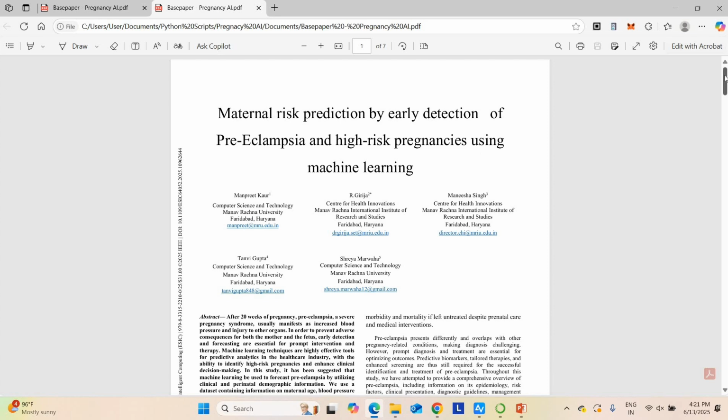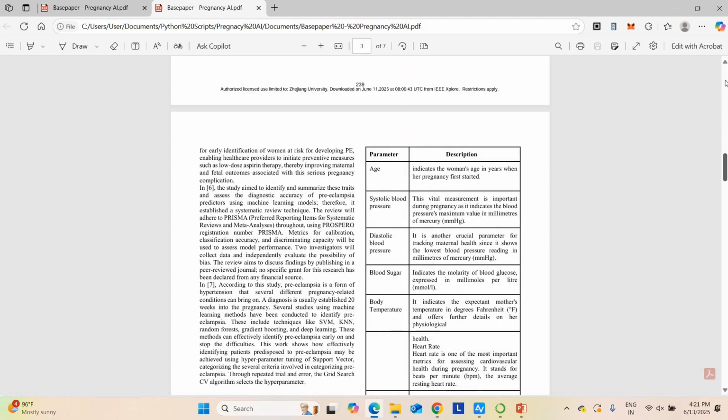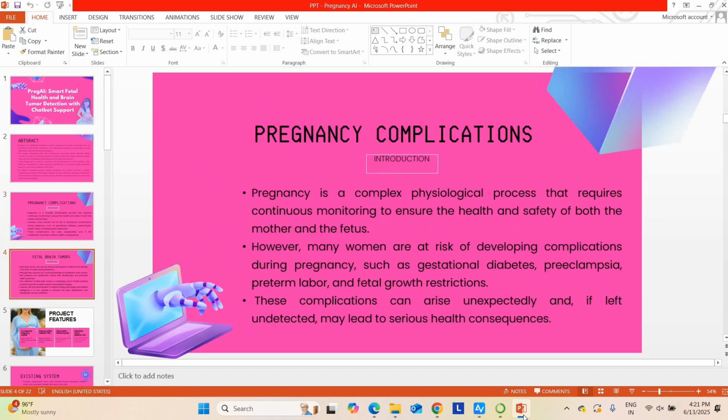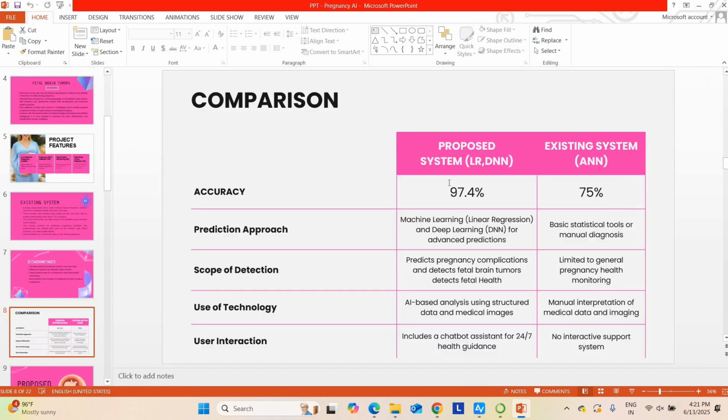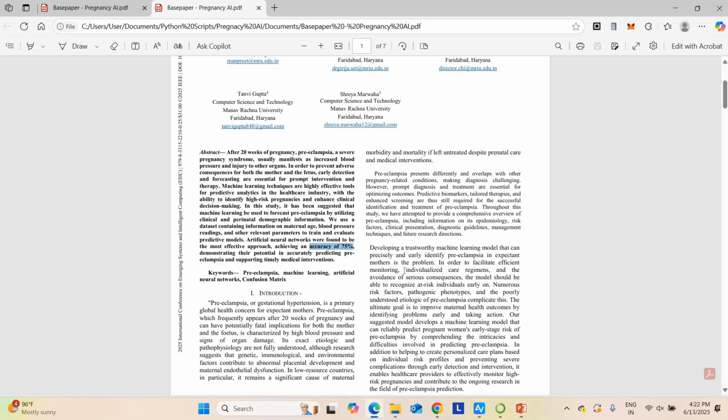This base paper is an IEEE paper, published in 2025. In the base paper, they used an artificial neural network, ANN algorithm, getting an accuracy of around 75%. Let me move on to the proposed system. In our proposed system, we are going to get an accuracy of around 97.4%. The existing system based on ANN has 75% accuracy, but we have modified the proposed system, getting 97.4% accuracy with the help of logistic regression as well as a deep neural network algorithm.